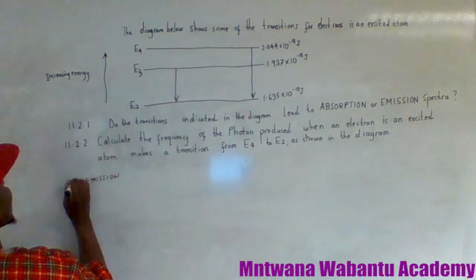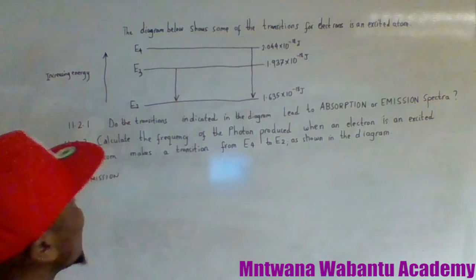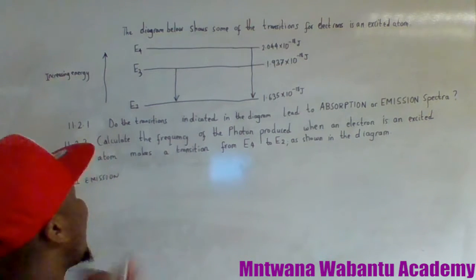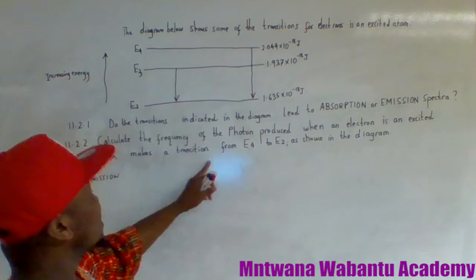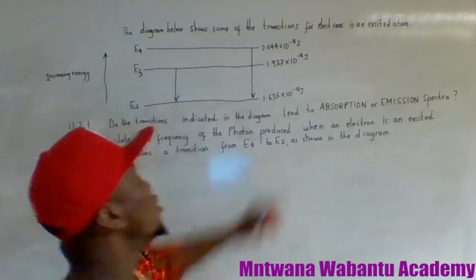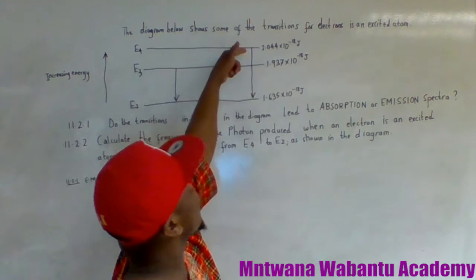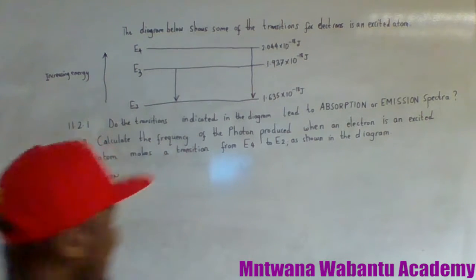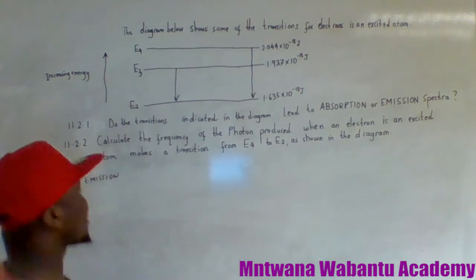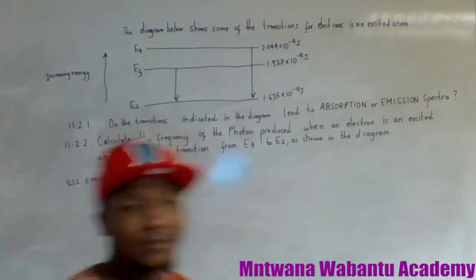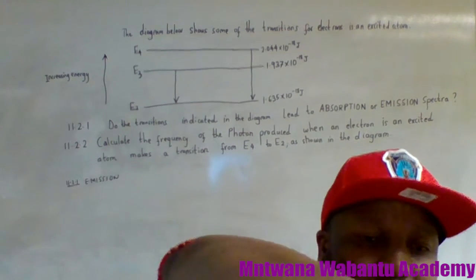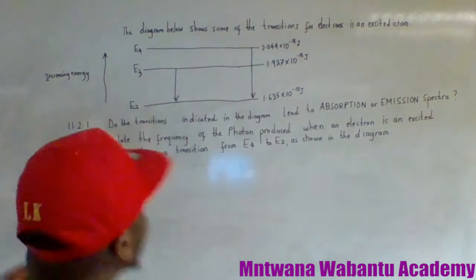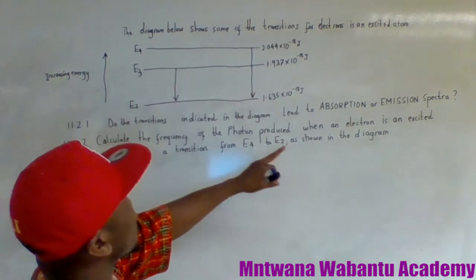That's 11.2.1. The next one talks about the frequency of the photon produced when the electron in an excited atom makes a transition from energy level 4 to energy level 2. So now the electron moves from here to there, and they want us to find the frequency. So you're going to use a very simple formula. The formula says something about the frequency of the photon.